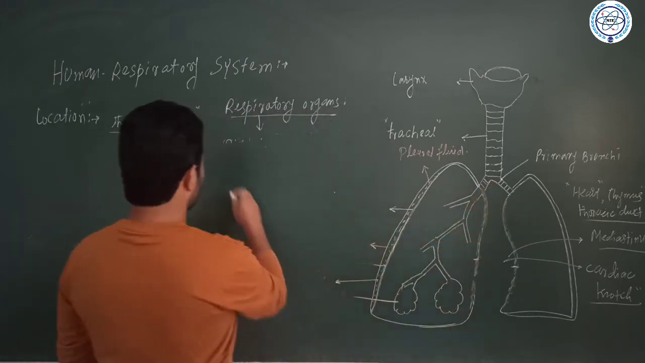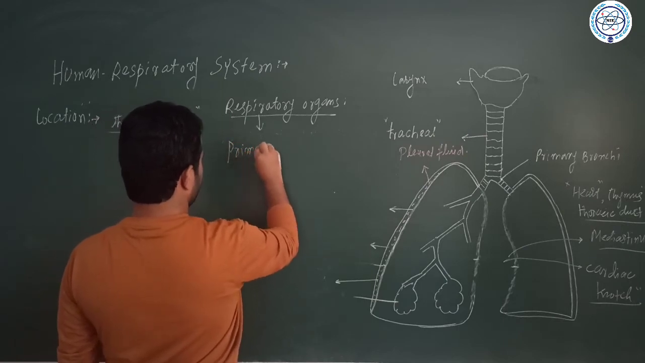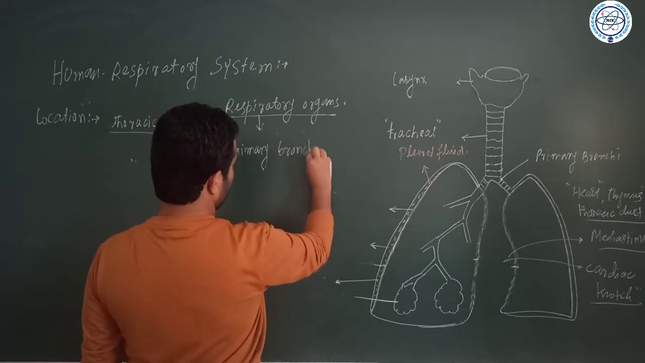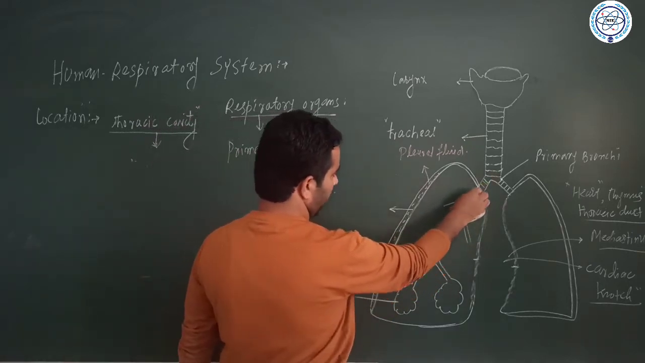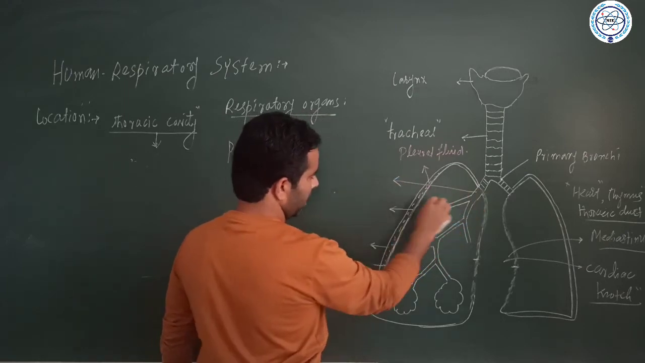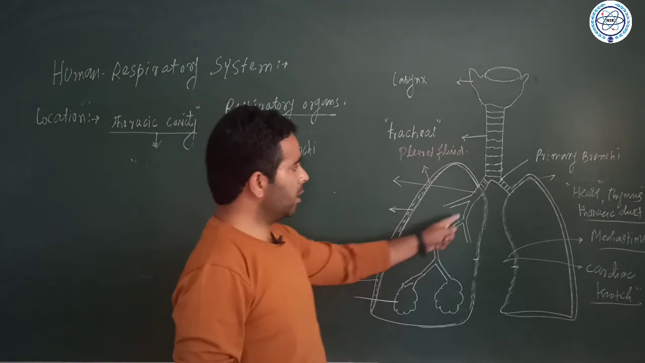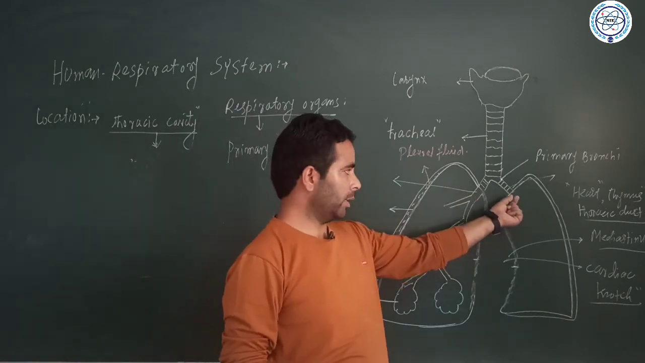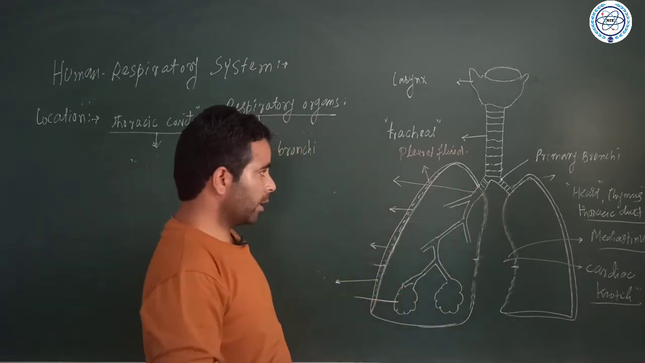Bronchus is singular, bronchi is plural. So primary bronchi, here the trachea bifurcates into primary bronchi, right? This is the right bronchus and this is the left bronchus. Again, here is a difference. The right bronchus is more in diameter than the left one. The left one is narrower in diameter than the right one, right? This is again the difference.